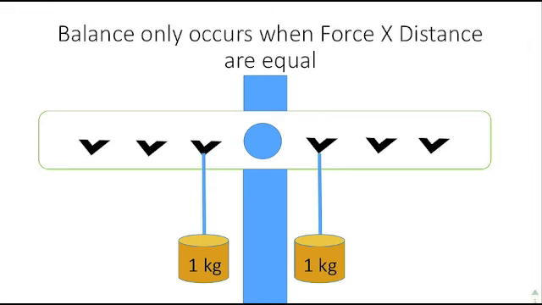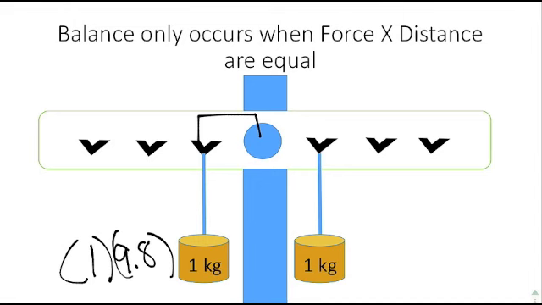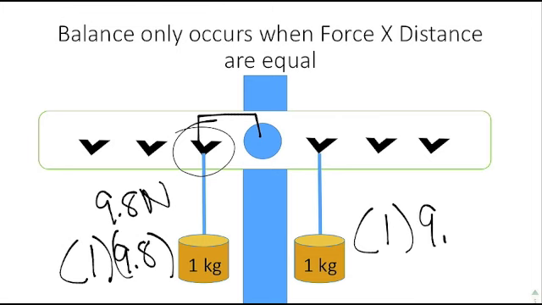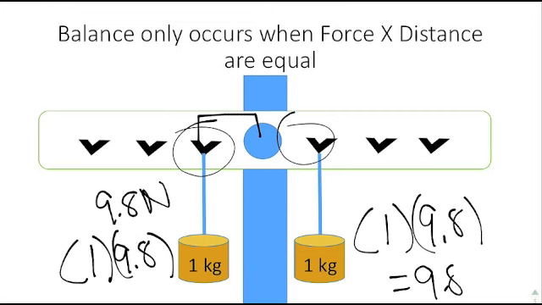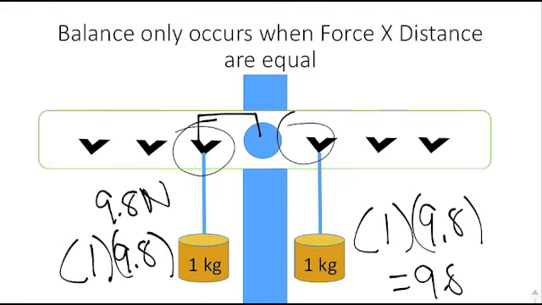the force times the distance are equal. In this particular case, we have a force of 1 kilogram times 9.8 meters per second squared, which gives us 9.8 newtons. That is on the first tick mark away. We have the exact same thing on the other side, 1 times 9.8, which would be our force, 9.8, and it's 1 tick mark on the other side. Because 9.8 times 1 and 9.8 times 1 are equal, this thing remains balanced.